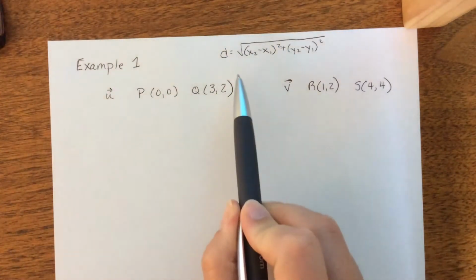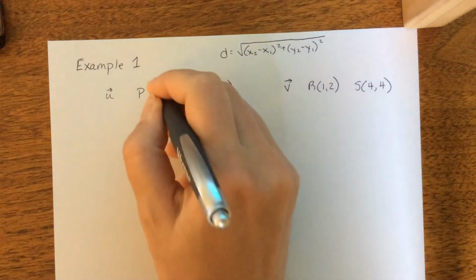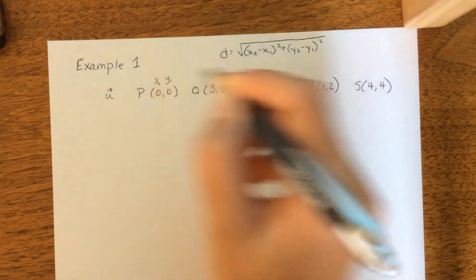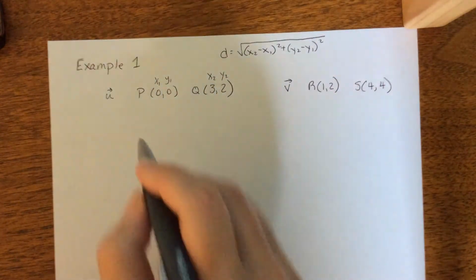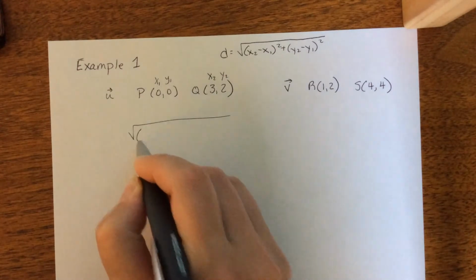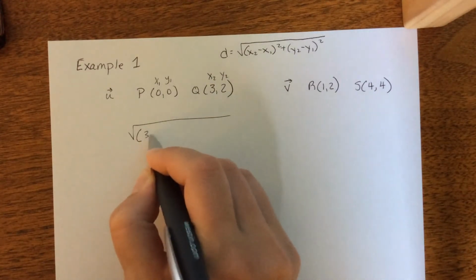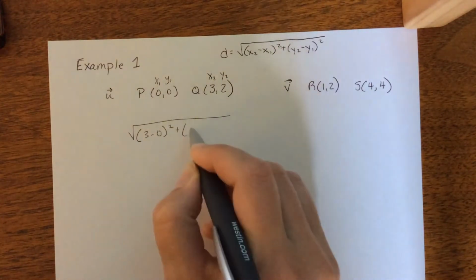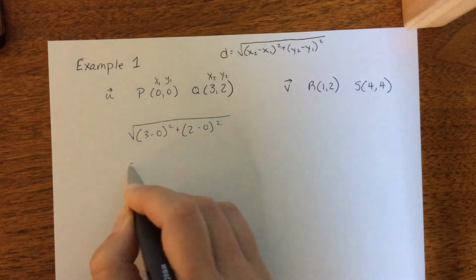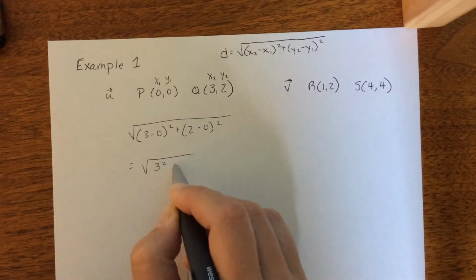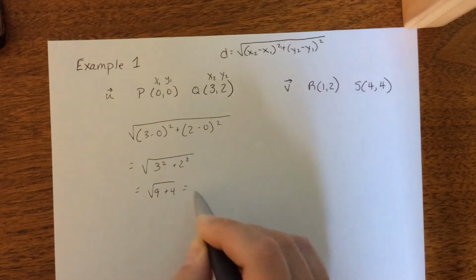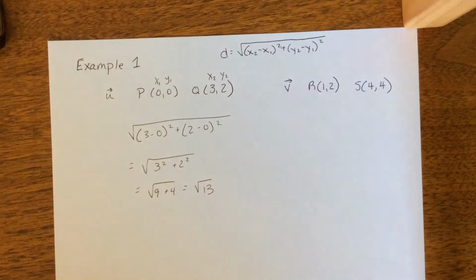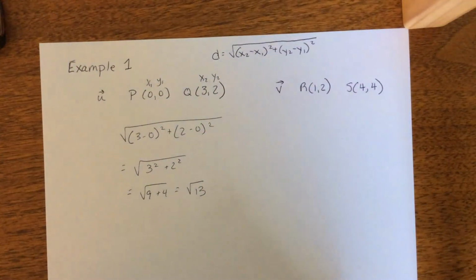So we know our distance formula, so I'm just going to label these x1, y1, x2, y2. If I want to know the distance, it's going to be 3 minus 0 squared plus 2 minus 0 squared. So I have the square root of 3 squared plus 2 squared, equals the square root of 9 plus 4. So my magnitude of u is square root 13, so I want to see if v has the same magnitude.